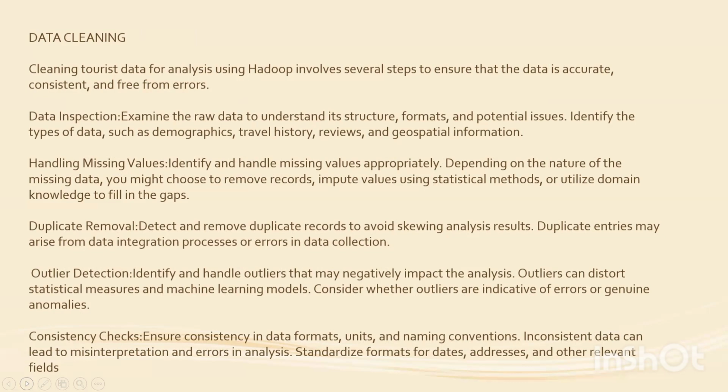Data inspection: examine the raw data to understand its structure, formats, and potential issues. Identify the types of data such as demographic, travel history, reviews, and geospatial information. Next one is handling missing values. How can we handle missing values? Identify and handle missing values appropriately. Depending on the nature of the missing data, you might choose to remove records, impute values using statistical methods, or utilize domain knowledge to fill the gaps.